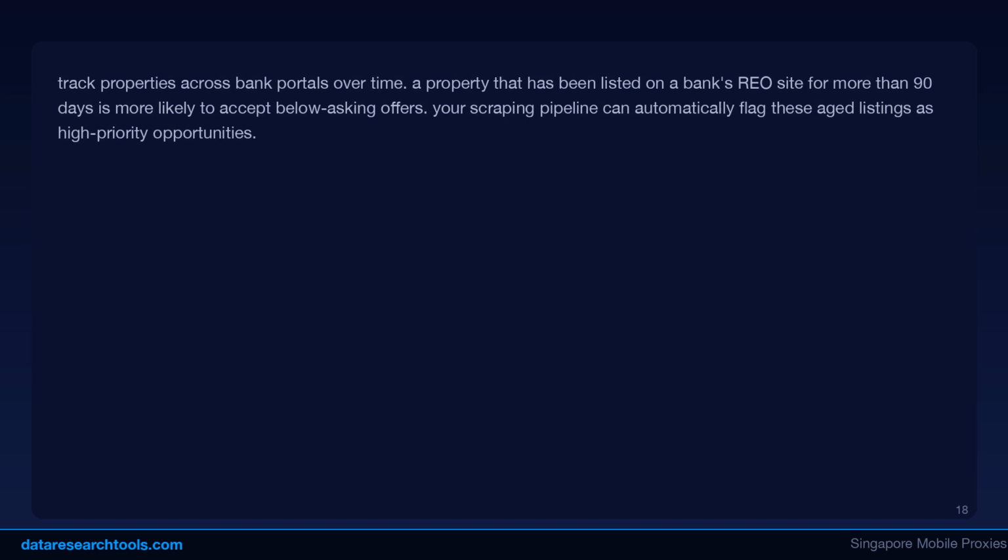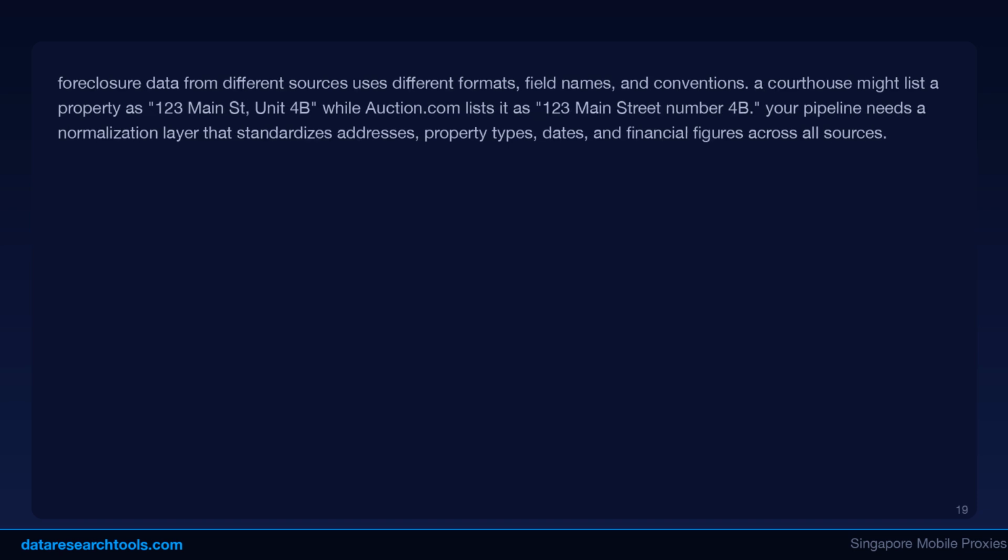Track properties across bank portals over time. A property that has been listed on a bank's REO site for more than 90 days is more likely to accept below-asking offers. Your scraping pipeline can automatically flag these aged listings as high priority opportunities.